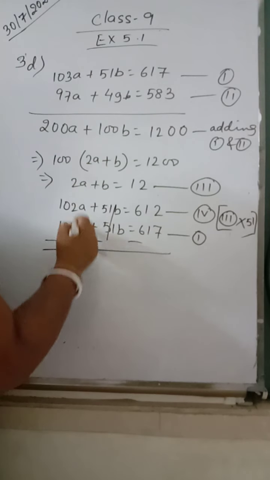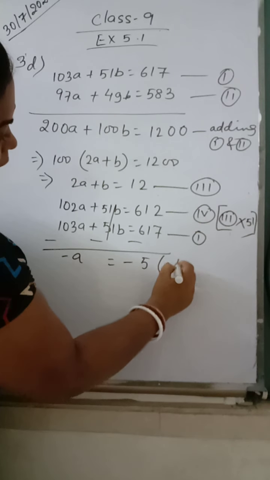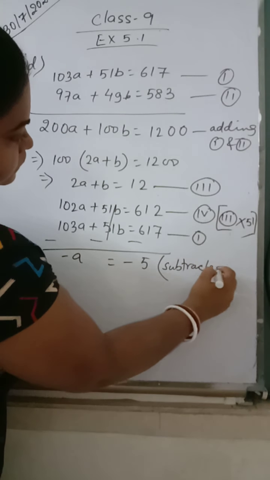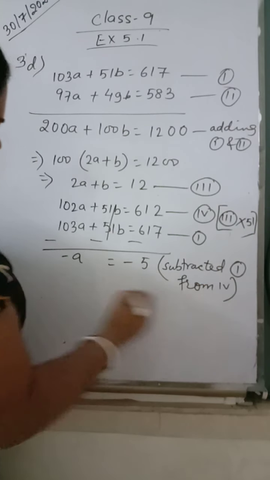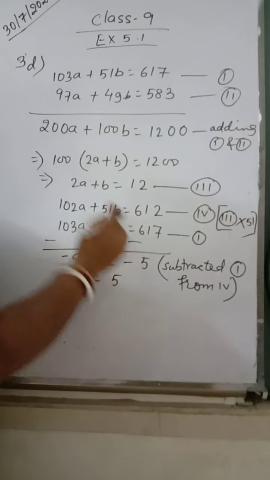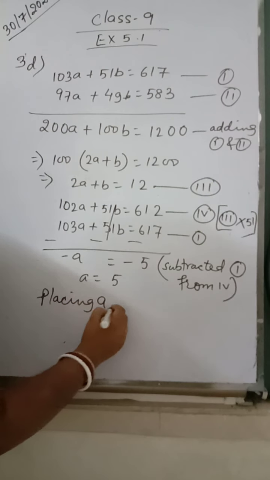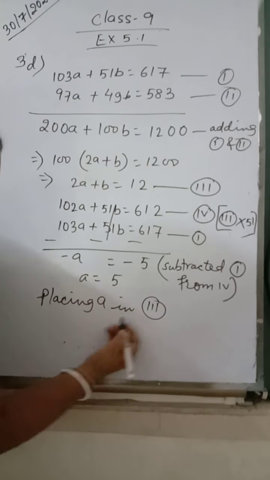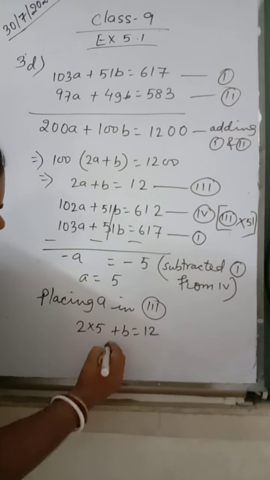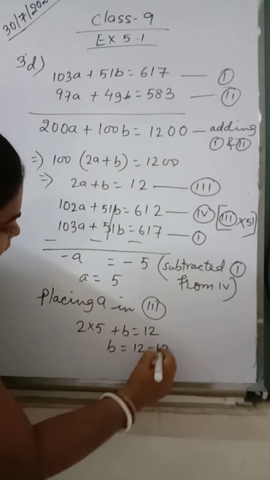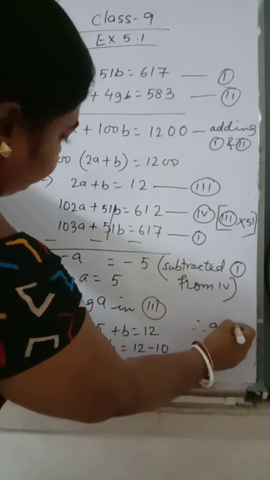Subtracting 1 from 4, this is eliminated. Minus a is equal to minus 5, or a is equal to 5. Placing a in 3: 2 into 5 plus b is equal to 12, or b is equal to 12 minus 10, 2. So within a minute we got the value of a and b.